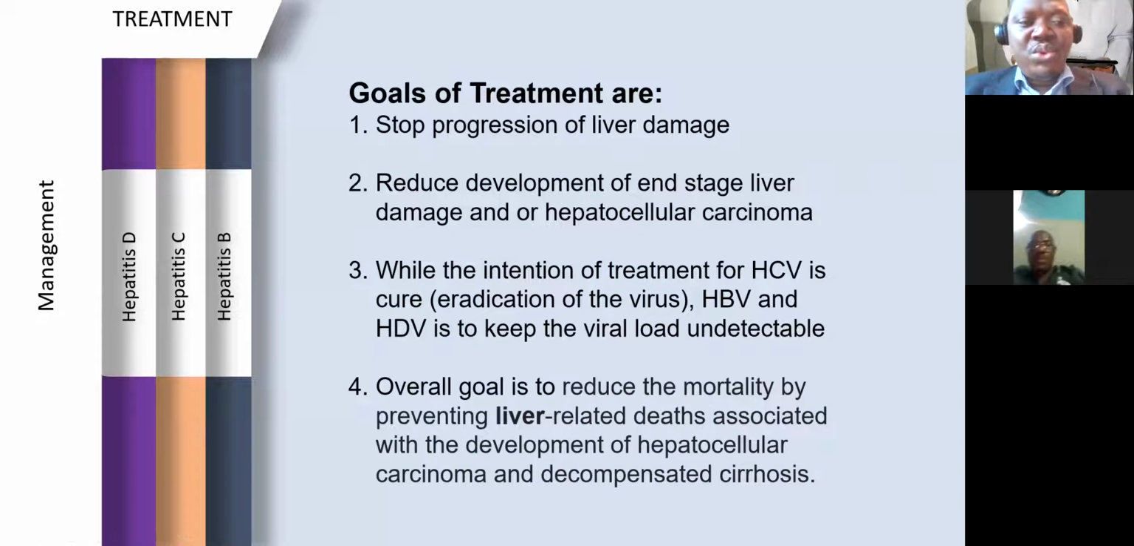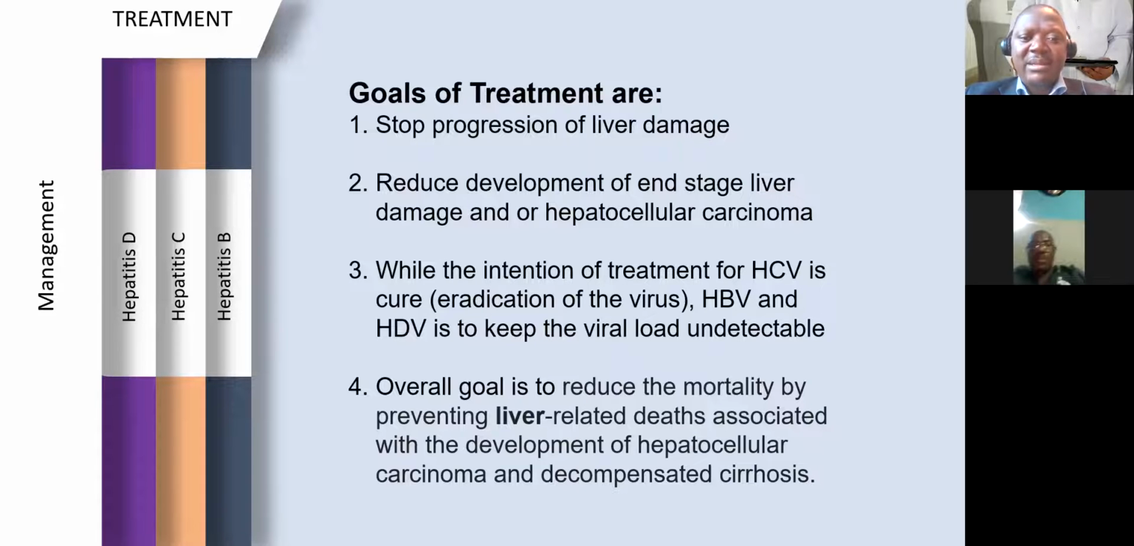Right, so what do you aim to achieve when you give treatment to patients with chronic hepatitis? Okay, one, you want to stop the progression of liver damage. Okay, that is one important goal, because when you can stop that, then it means that you would have actually supported the patient to recover. Two, you want to reduce the development of end-stage liver disease and or liver cancer from developing.